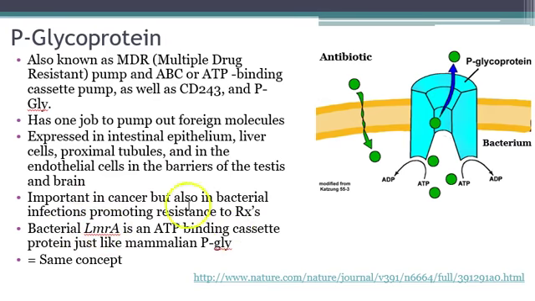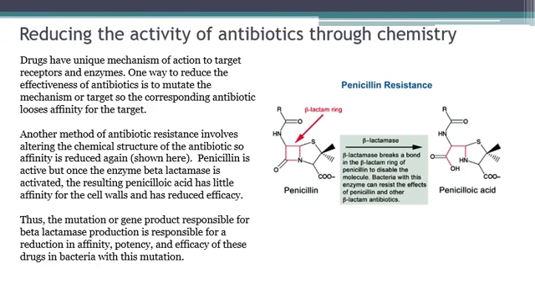ATP binding cassettes in mammalian cells are more often called P-glycoprotein. The bacterial gene that is responsible for this is the bacterial LmrA. It's the same concept, and depending on who you read and what their background is, whether it's molecular biology, immunology, microbiology, or pharmacology, the concept is the same, and it's really important.